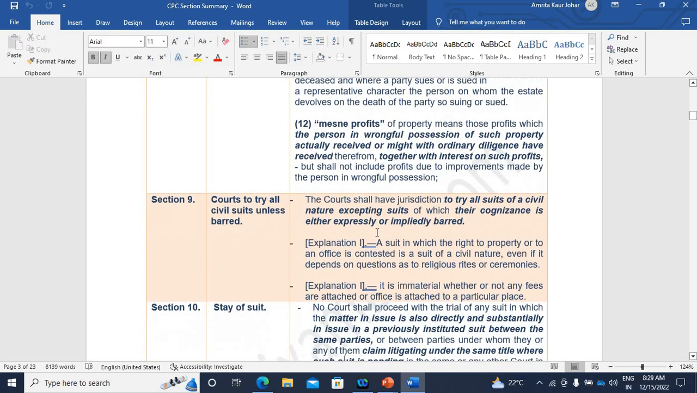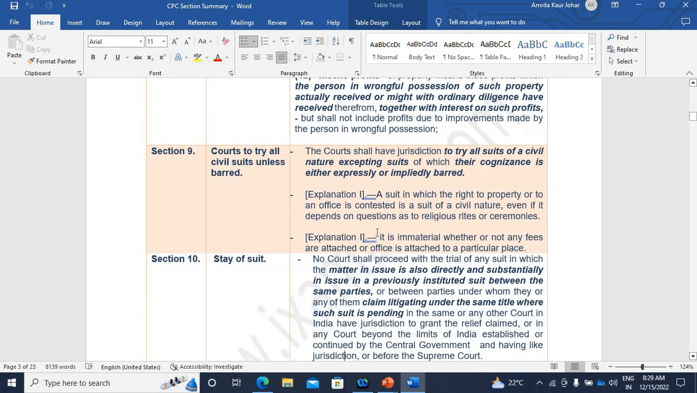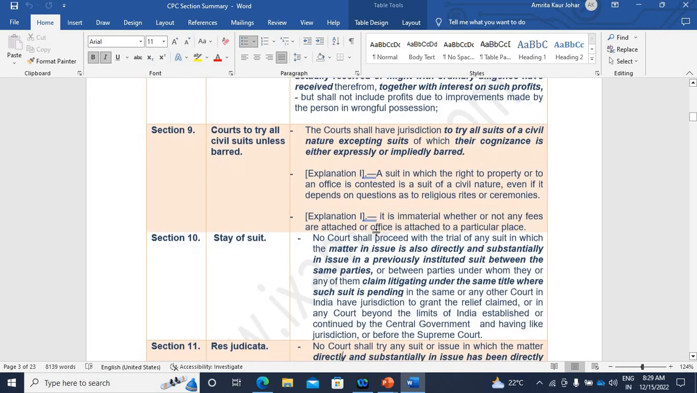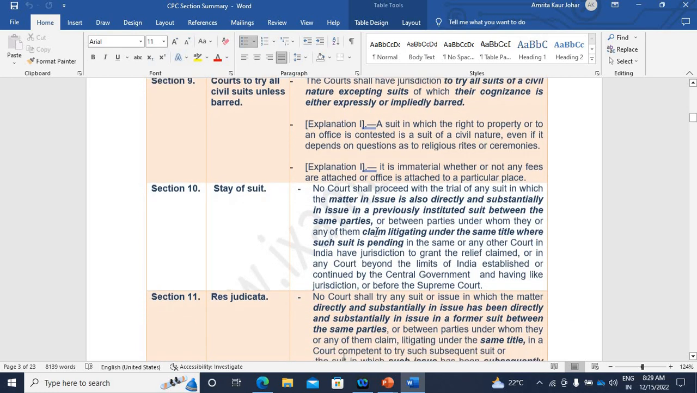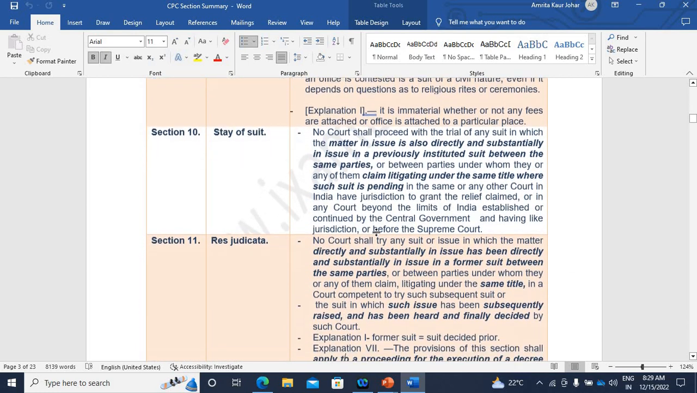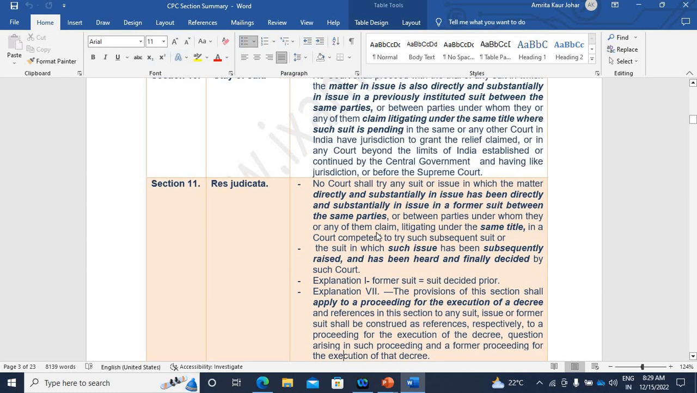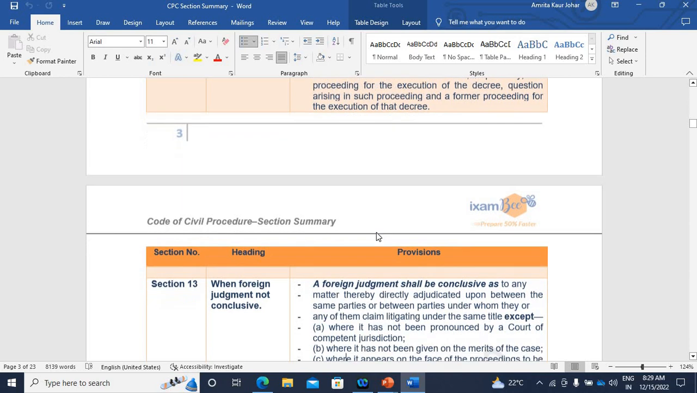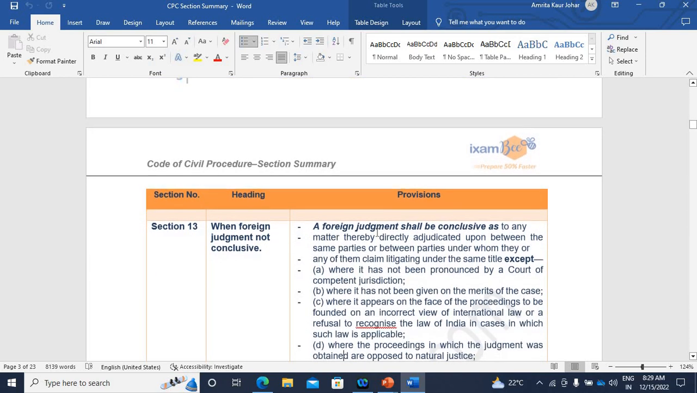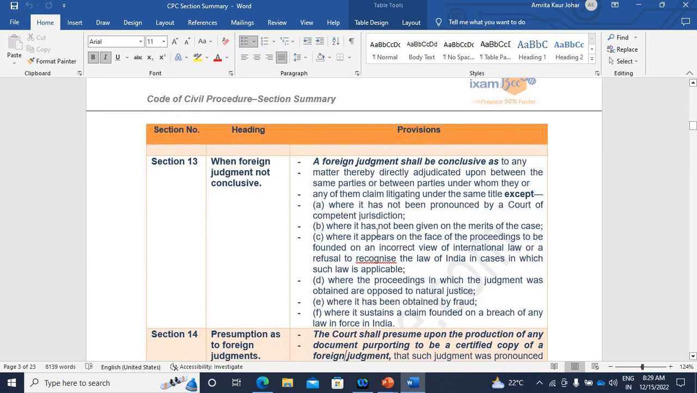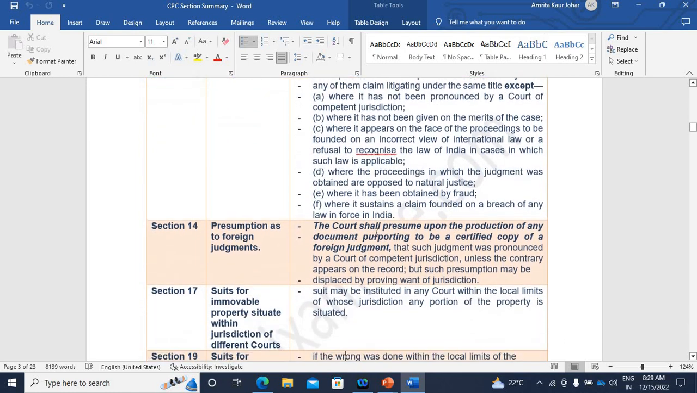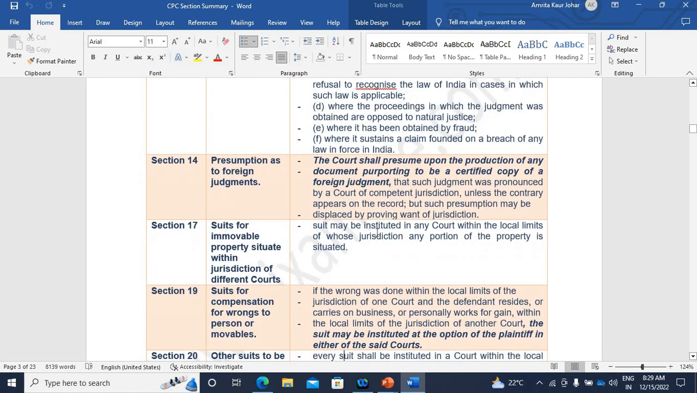Then section 9 is talking about the jurisdiction of civil courts, so that you should be very clear with. 10 and 11, stay of suit, res judicata principle, res sub judice, res judicata, ये तो बहुत ही celebrated topic है CPC से. सो जो बहुत ज़्यादा expected and celebrated topics हैं वो आपको अच्छे से करने हैं. Then foreign judgment related questions कभी आ जाते हैं. Section 13 and 14 is talking about that.